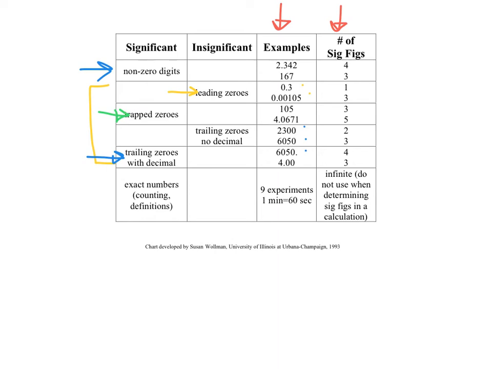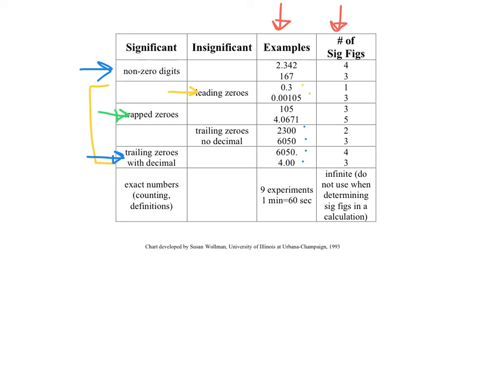The same is true for 4.00. In this case, we're saying that our error is all the way in the hundredths place. So those 2 last zeros that trail the non-zero digit are significant, and the last one is where our error is. So there are 3 sig figs in 4.00.